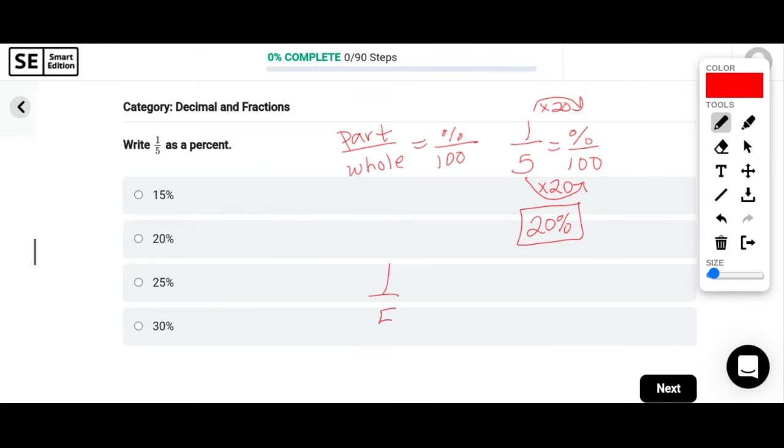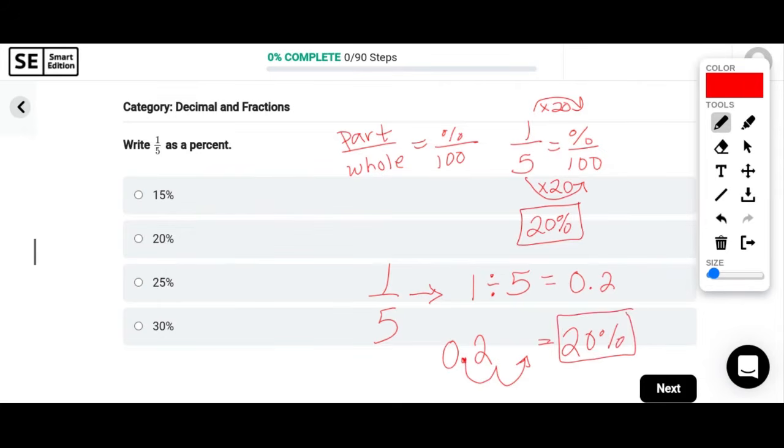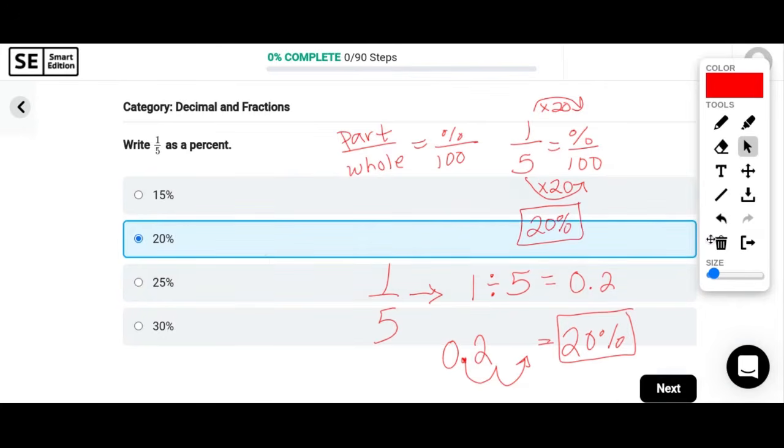Another thing you can do is look at your fraction and think about it as a division problem. 1/5 is the same thing as 1 divided by 5. That's what the fraction 1/5 means. And then I can just plug this into my calculator, and I would get 0.2 or 2/10. And then remember to turn 2/10 into a percent. I take my decimal and just swoop it to the right twice. And this would give me 20% as well. So 1/5 as a percent is 20%.